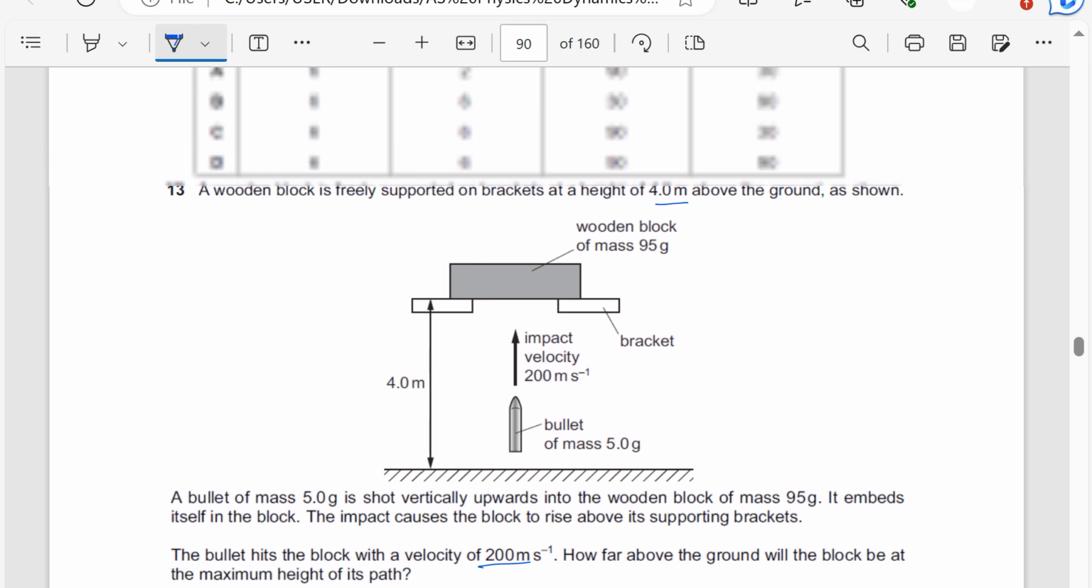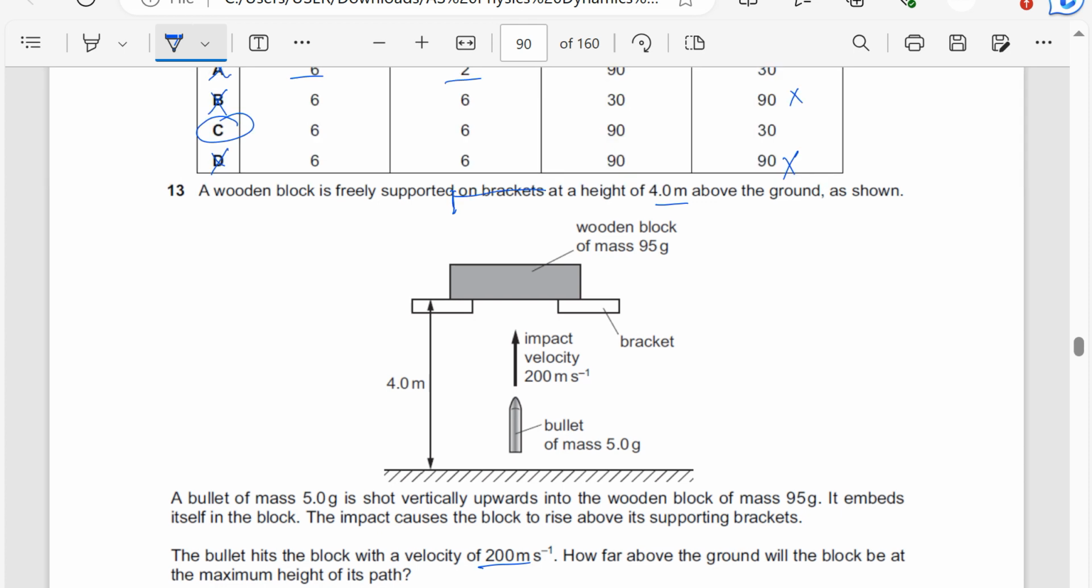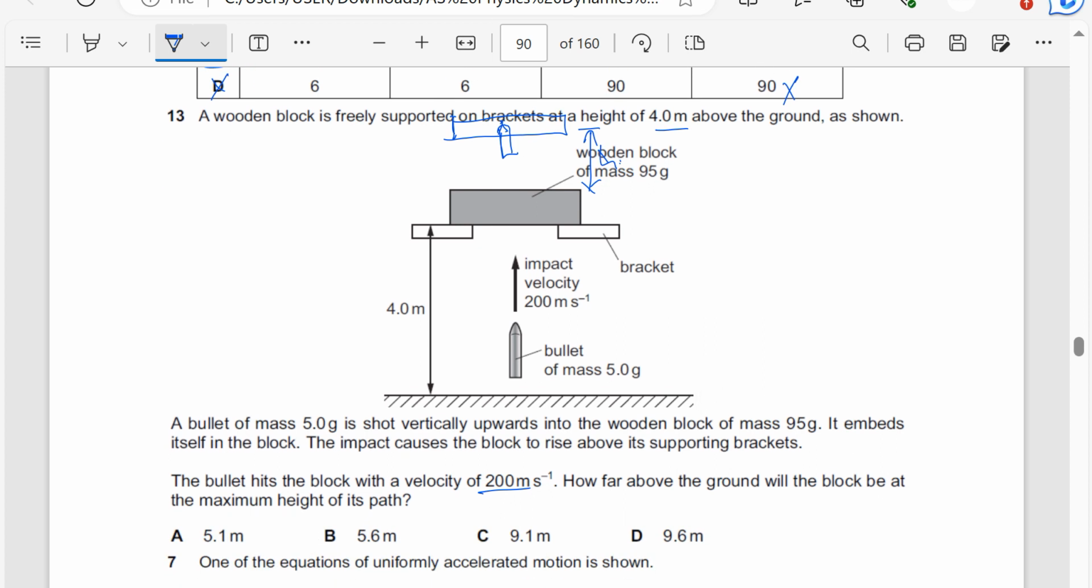So let's say it moves to this position here with the bullet in it. So it has moved through a height h. Let me call this one small h. The question is how far above the ground? So we need the whole value of this height here. This will be 4 plus h, because it is 4 meters above the ground, plus h.